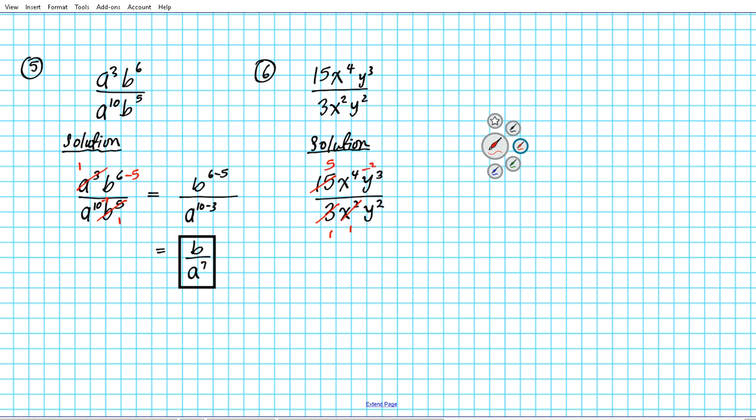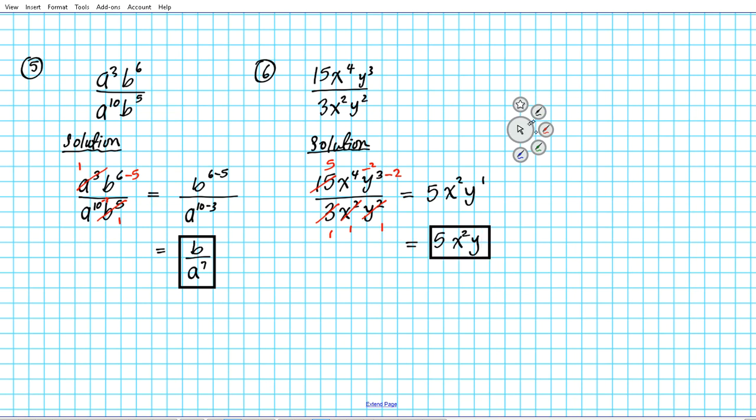And then for the y's, this one, the denominator has a smaller power, so it gets taken out to 1, and you subtract its power from the top, applying the quotient property of exponents. Final answer is going to be 5x to the 4 minus 2, which is 2, y to the 3 minus 2, which is 1. Okay? And then remember, you do not write the invisible exponent, which is 1, so you just write 5x squared y. And that's the answer to question number 6.